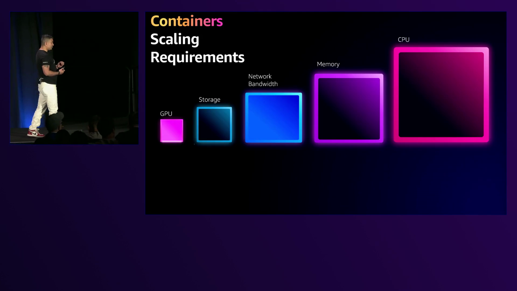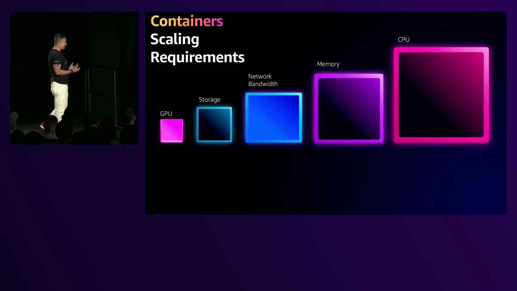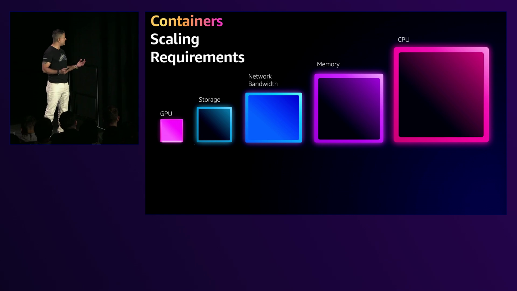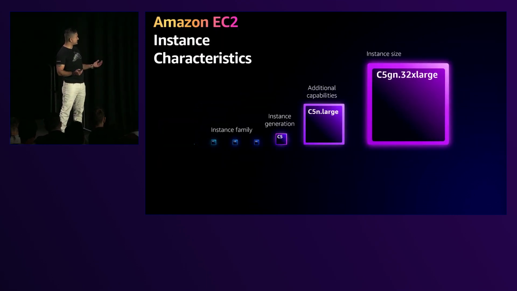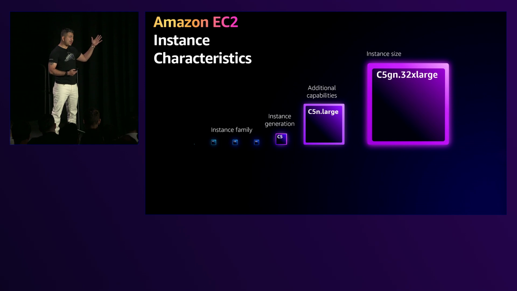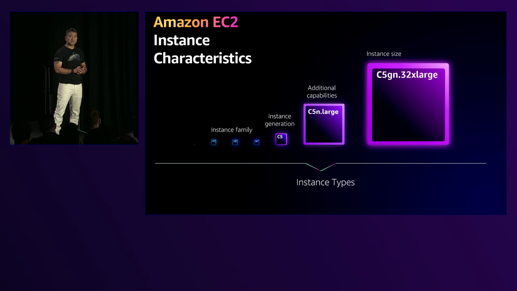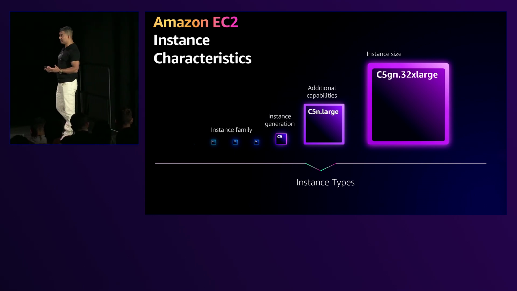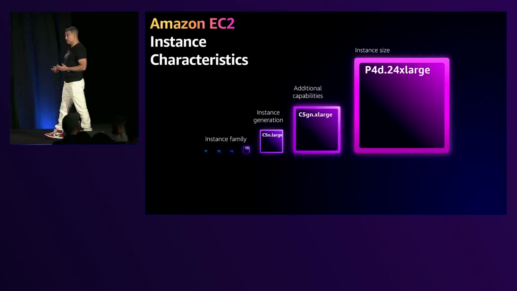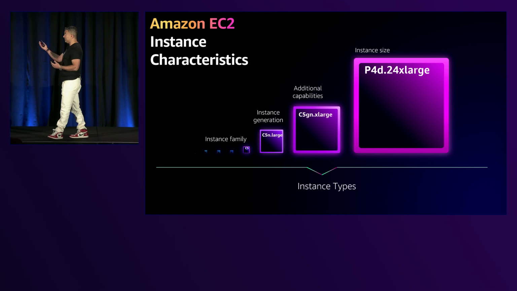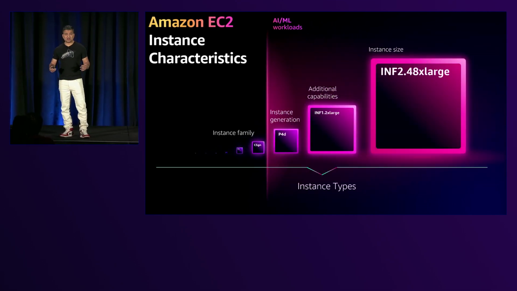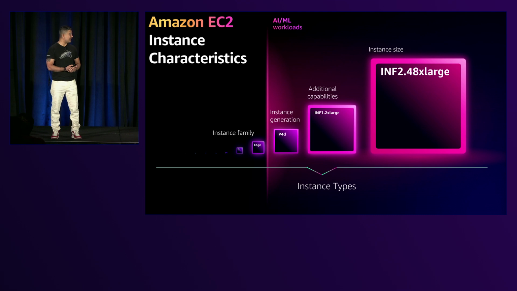For your containers to run, it requires different things: CPU, memory, storage, etc. And how does it map to different EC2 instances? There are many different EC2 instances that we provide you. The larger the size, the larger CPU you get, and then the instance family determines the CPU to memory ratio. And we give you a lot of flexibility. We have over 800 different instance types to choose from, such as GPUs like P4D, or the latest generation custom silicon instances like INF or TRN.